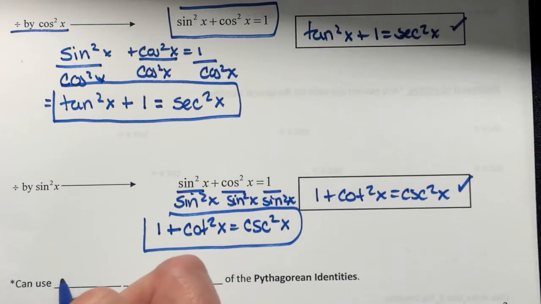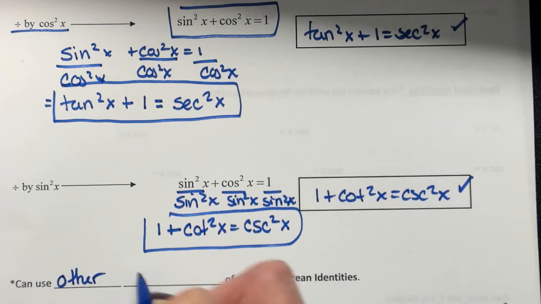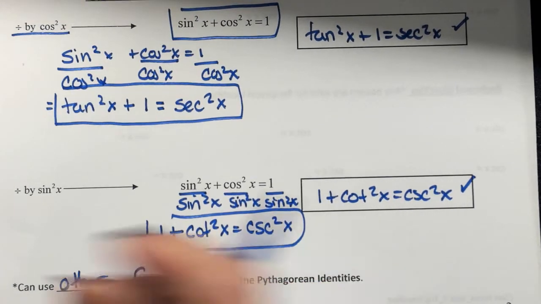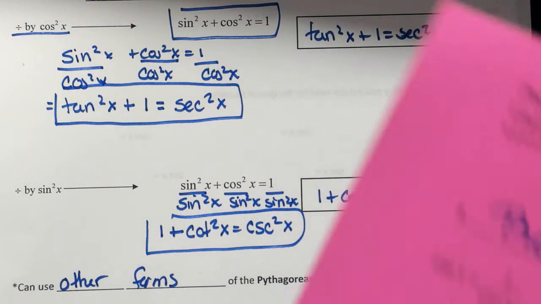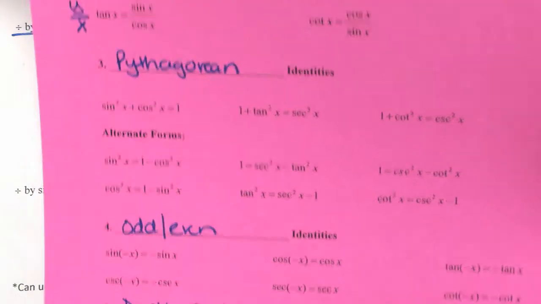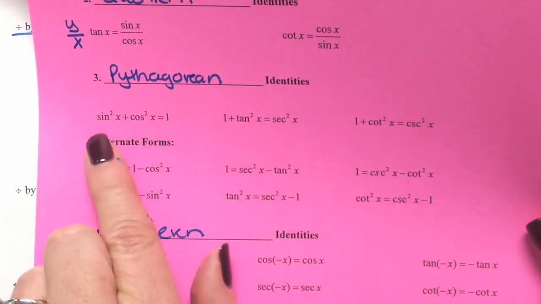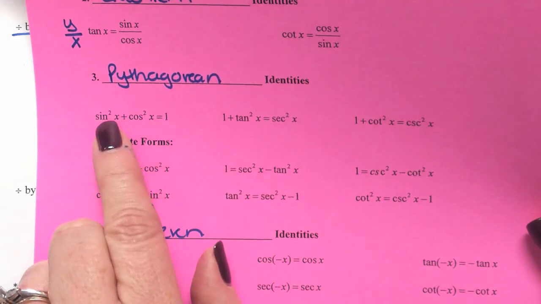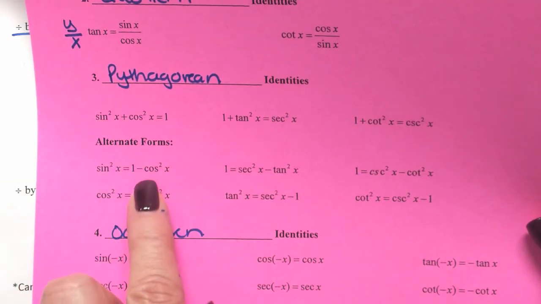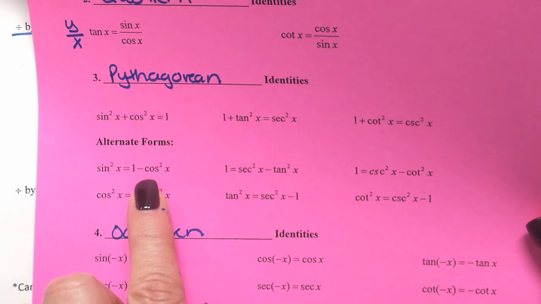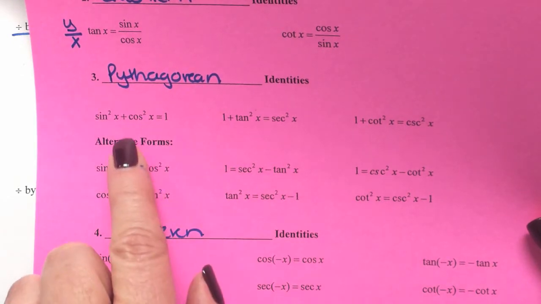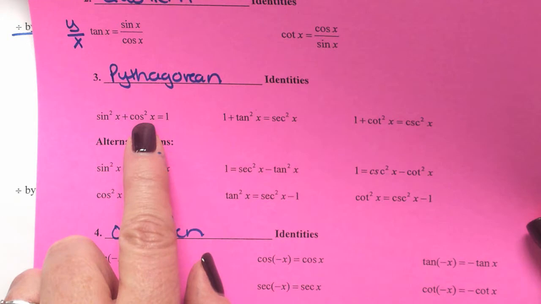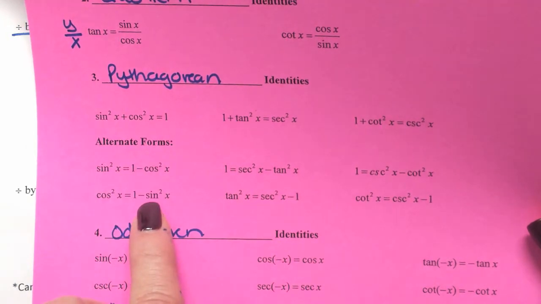Again, you can use other forms, or your pink sheet calls them the alternate forms. If you remember sine squared plus cosine squared equals 1, you can solve for sine squared by subtracting cosine squared on both sides. That's what they mean by the alternate forms. You can algebraically manipulate this. You can solve for cosine squared by subtracting sine squared.